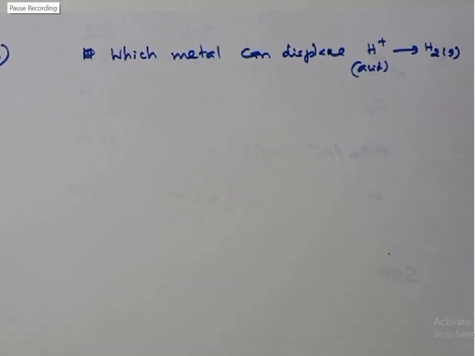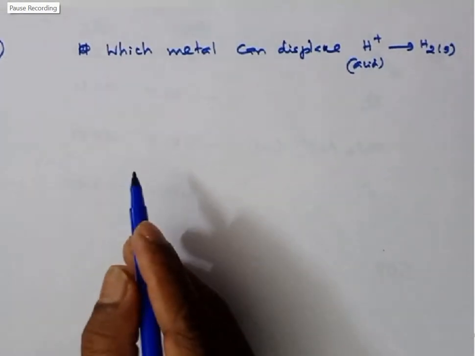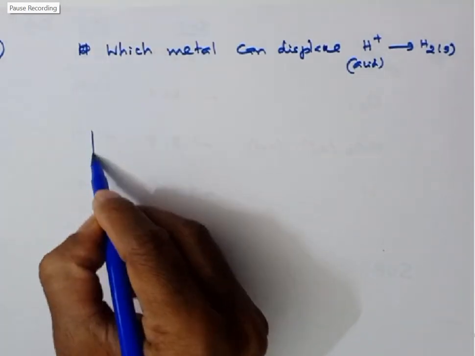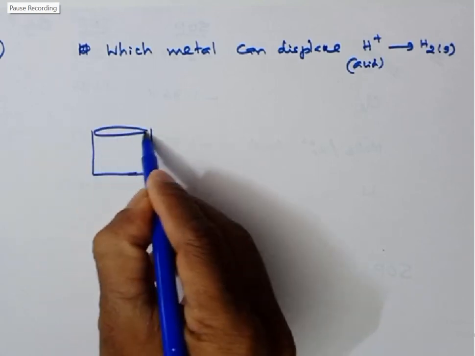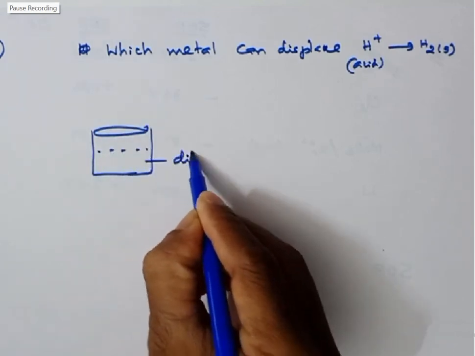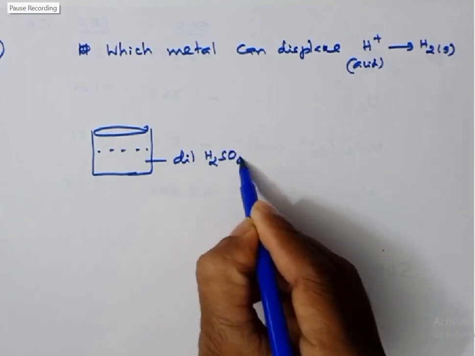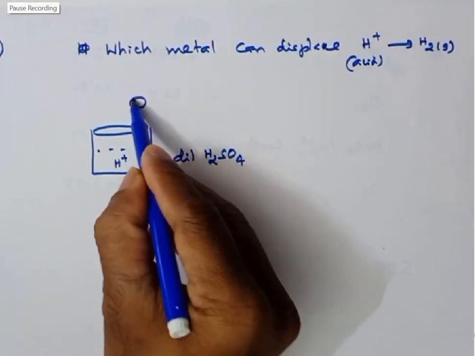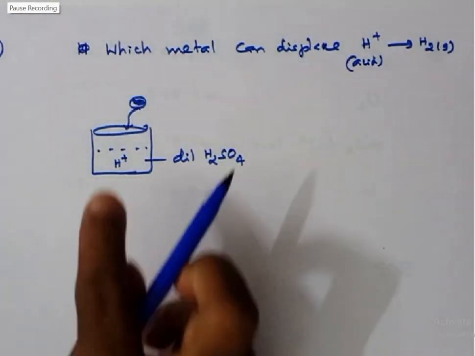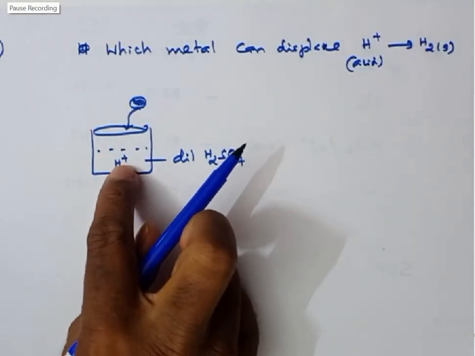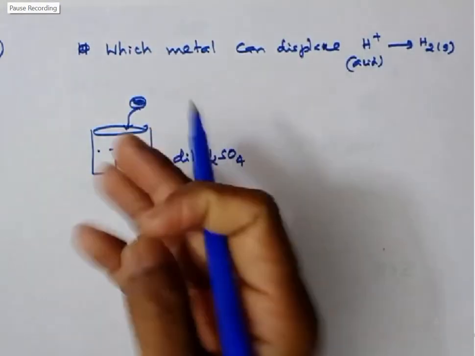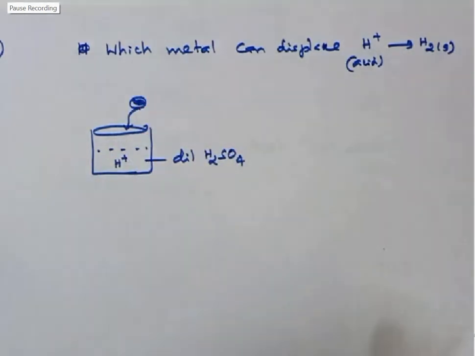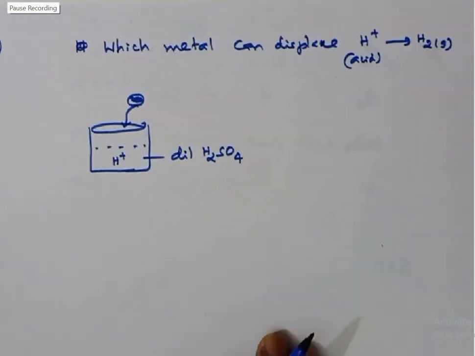Yes, how to do that? Suppose, students observe carefully. I'll take dilute sulfuric acid in a container. Sulfuric acid contains H plus ion. Now I'm going to put some metal here. Which metal can displace H plus into hydrogen gas, or which metal produces hydrogen gas, when the metal is added in dilute acid, dilute sulfuric acid very specifically.